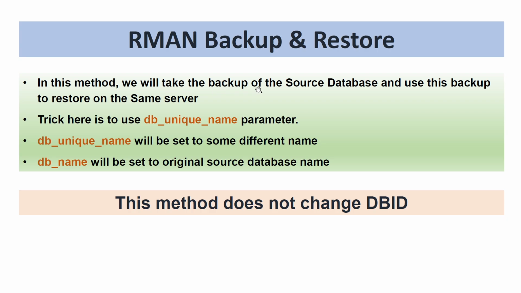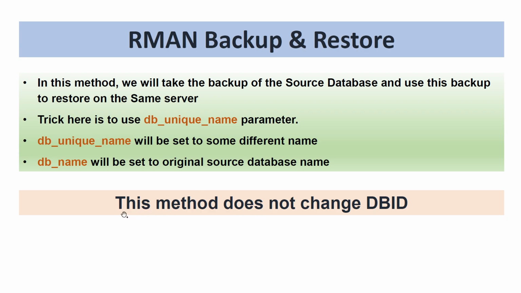In this method, we will take the backup of the source database and use this backup to restore on the same server. The trick here is to use the DB_UNIQUE_NAME parameter. We will set DB_UNIQUE_NAME to some different name, and DB_NAME will be set to the original source database name. So when we do the restore using this, the restored database will have the same DB name as the original database name. Only the unique name will change, and this does the trick of allowing us to restore on the same server.